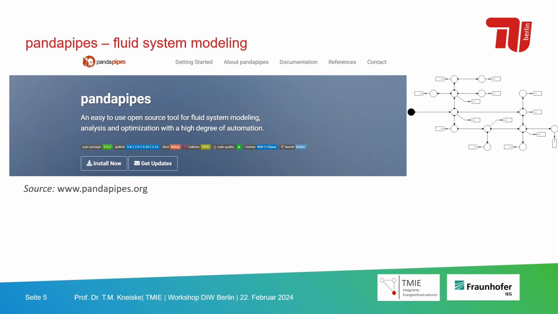Pandapipes is an open source package which can be installed using pip in Python. It is a fluid system modeling tool. You can build pipe grids easily and calculate real networks with the so-called pipe flow. The method is based on the Kirchhoff laws, which are solved using a Newton-Raphson solver. You can learn more on pandapipes on the webpage www.pandapipes.org or watch one of my other videos.